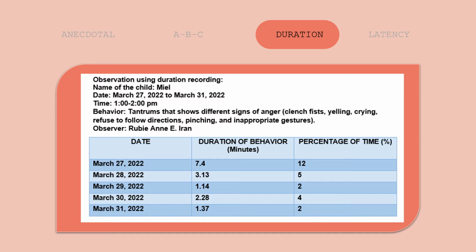March 28, 3.13 divided by 60 multiplied by 100 is 5%. March 29, 1.14 divided by 60 multiplied by 100 is 2%. March 30, 2.28 divided by 60 multiplied by 100 is 4%. And last one, March 31, 1.37 divided by 60 multiplied by 100 is 2%.